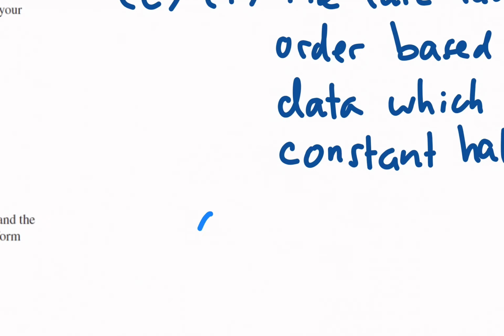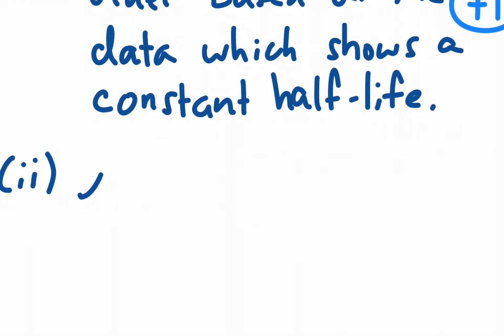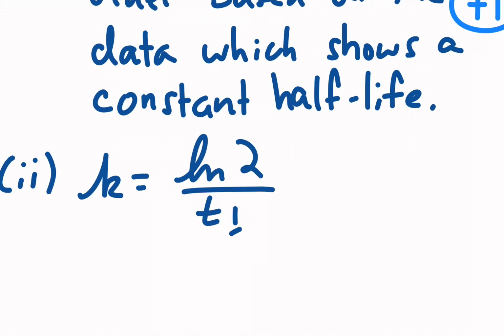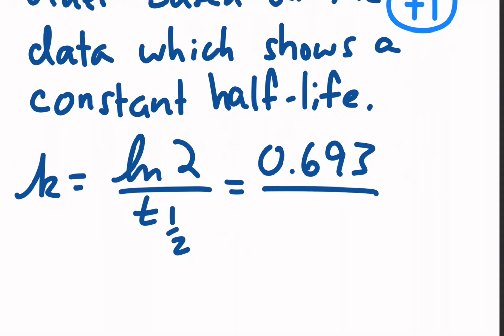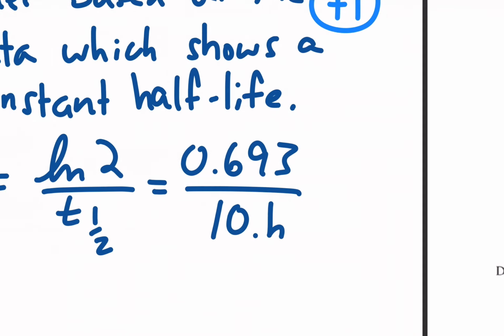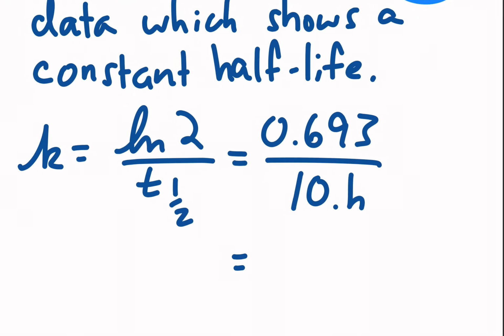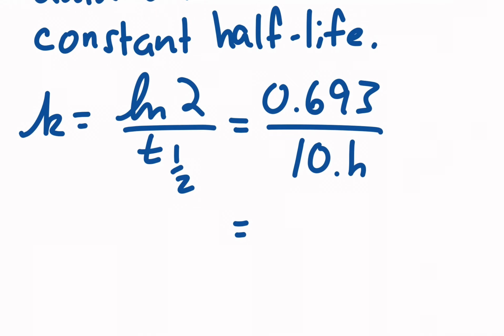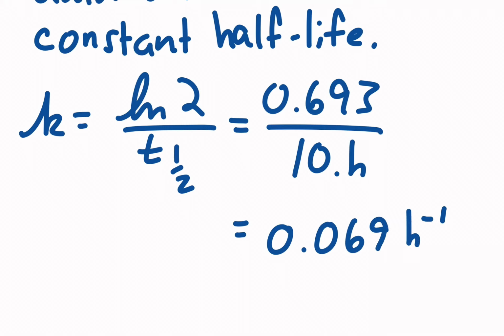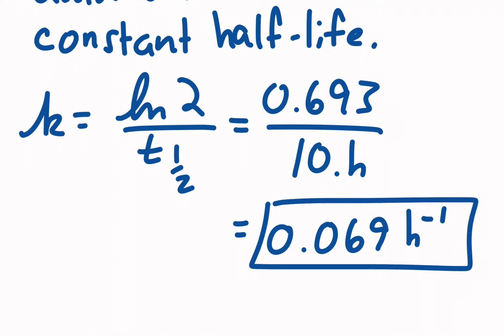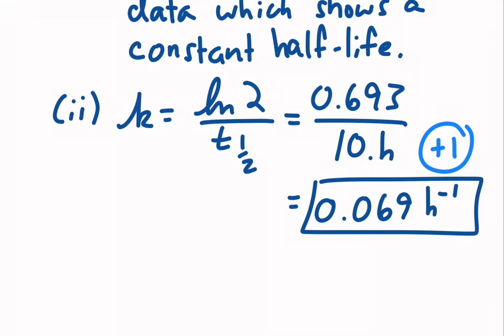So part 2. Calculate the rate constant, k, is ln2 over the half-life. ln2 is about 0.693. The half-life, according to the graph, looks like 10 hours every single time. You can actually do this without a calculator, and I get 0.069 inverse hours. This was unfortunately just a one-point question, but it's a pretty easy one, so not too surprising.